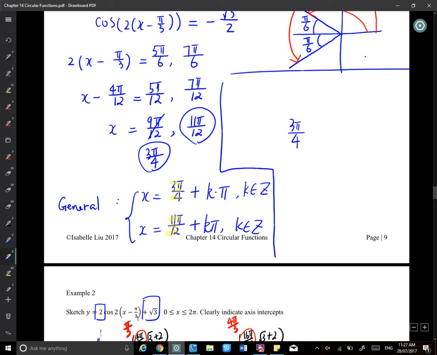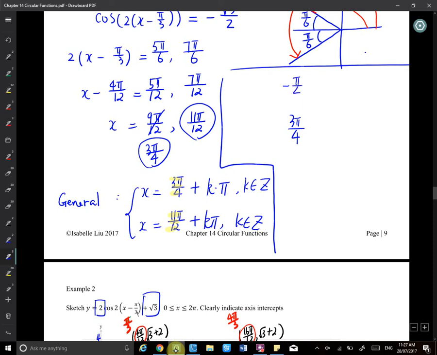If I subtract the period from that, it becomes negative pi over 4, and we won't have this answer because it's out of the domain. I can add pi, and that will get 7 pi over 4, which is correct. I can add another pi, that's 11 pi over 4, which is out of the domain 2 pi. So we'll stop for the first equation.